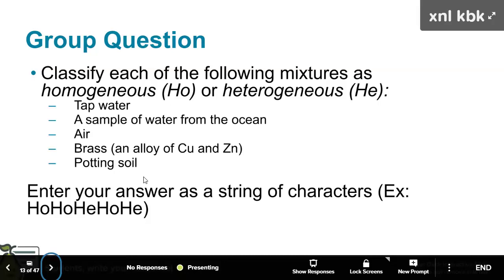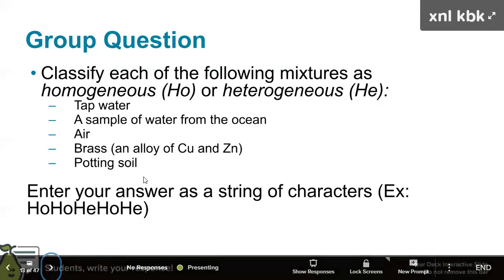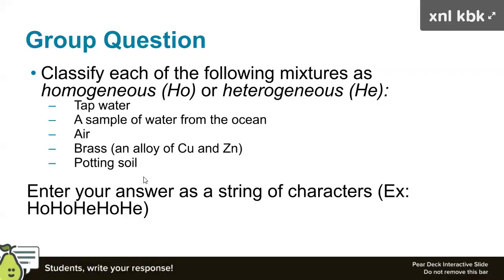All right. Let's see if we picked up anything along the way. I've got 5 mixtures here. I want you to identify them as either being homogeneous or heterogeneous. For homogeneous, enter in HO. For heterogeneous, enter in HE. Just enter in as a string of characters. Ho, ho, he, ho, or whatever you come up with.